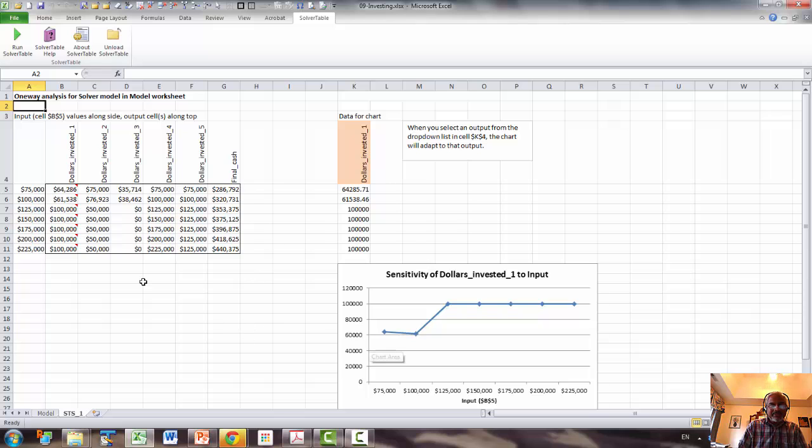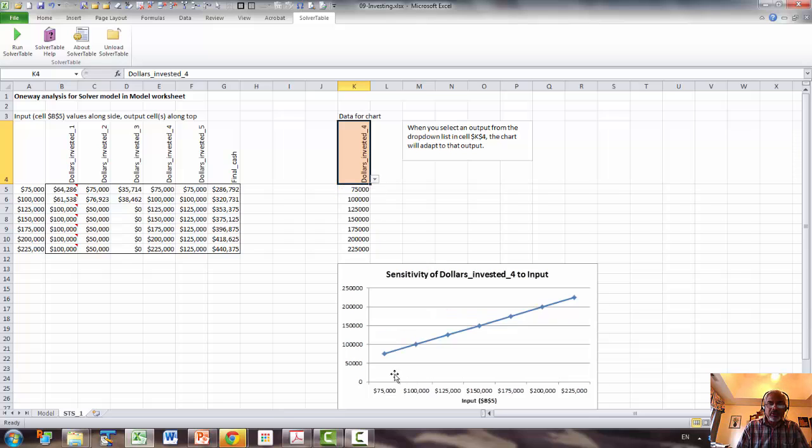So as the limit is increased up to 100,000, there is a change, and after that there is no change in the investment except for dollars invested in portfolio D. There is a difference. So let's look at portfolio D. It's that one. So that one is going straight up.